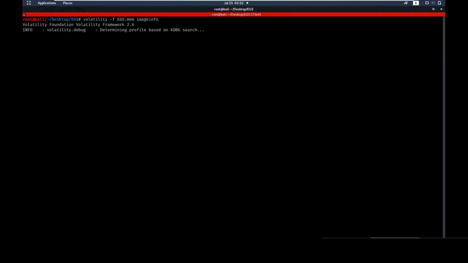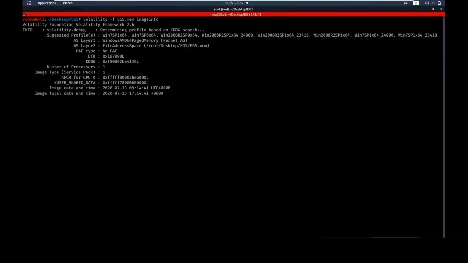Image info. Use the kernel debug scan to go in depth, to go in detail of the memory and find what is the exact profile that matches with your memory. Simply means what was the operating system of the machine that you took the memory from. Okay, here we go. We have a few suggested profiles here.